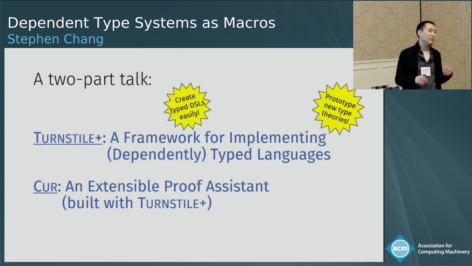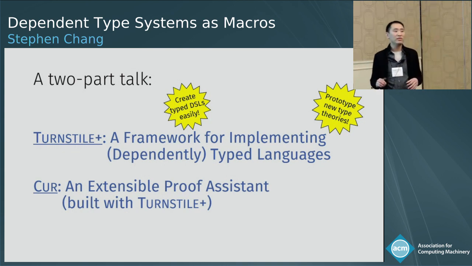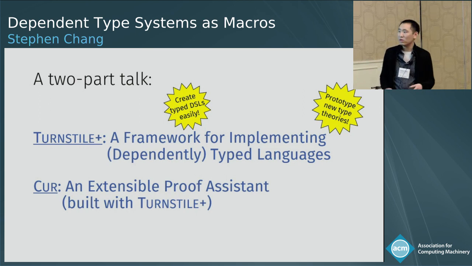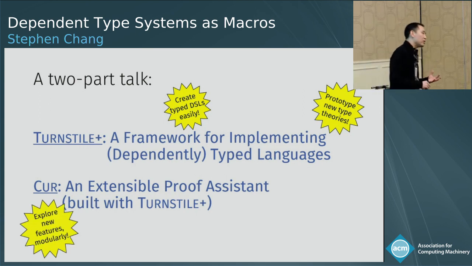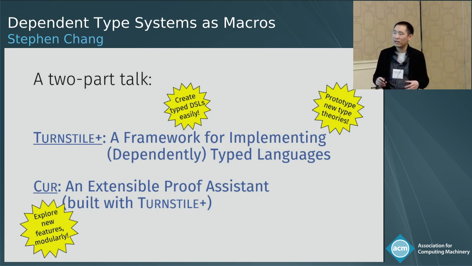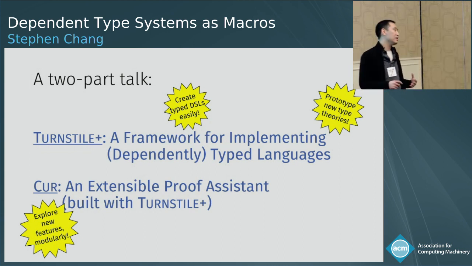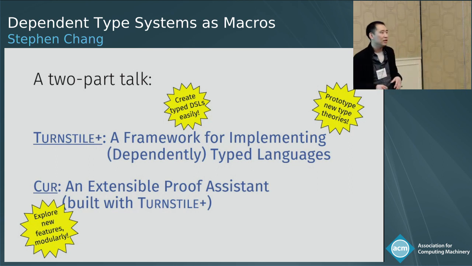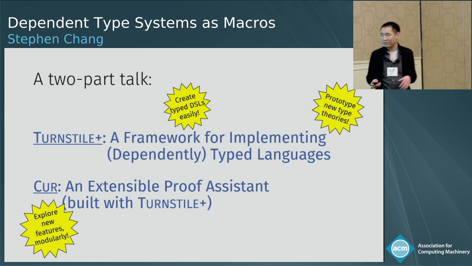In the second part of the talk, I'm going to introduce Cur, which is a new proof assistant that we created with Turnstile Plus. And the unique thing about Cur is that it's extensible. So if you want to add a new feature, or if you have an idea for improving a feature in the proof assistant, like pattern matching or termination checking, you can do so very easily. And the best part is that you can do so modularly. So this means that you can extend the language without having to touch the rest of the implementation of the compiler. And existing code doesn't have to change either.